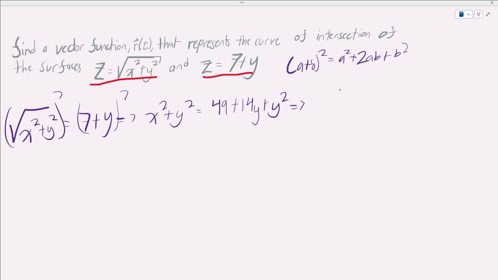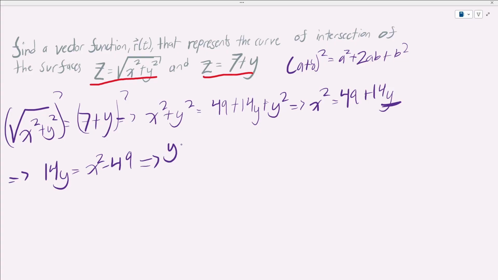So now if we simplify this further, let's move this y squared over. So we're left with x squared is equal to 49 plus 14y. That y squared is going to go away. But I want this in terms of y. So if we're going to solve for y, we're going to move that 49 over. So we're going to have 14y is equal to x squared minus 49. And by isolating the variable, we'll be left with y is equal to x squared minus 49 over 14.